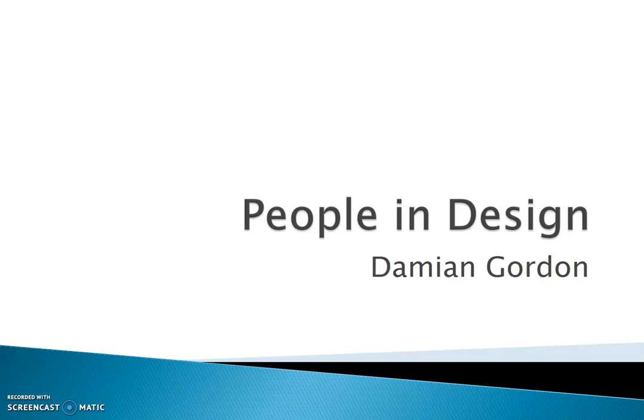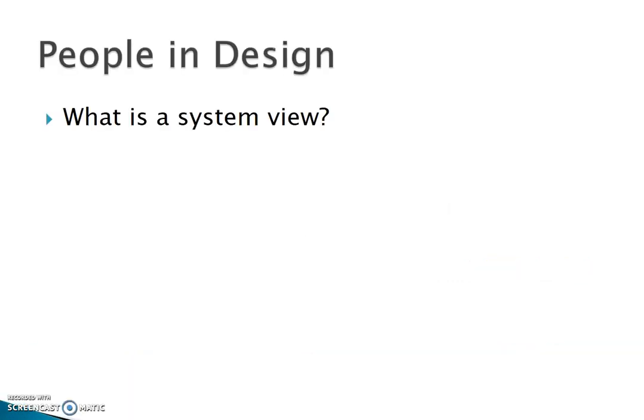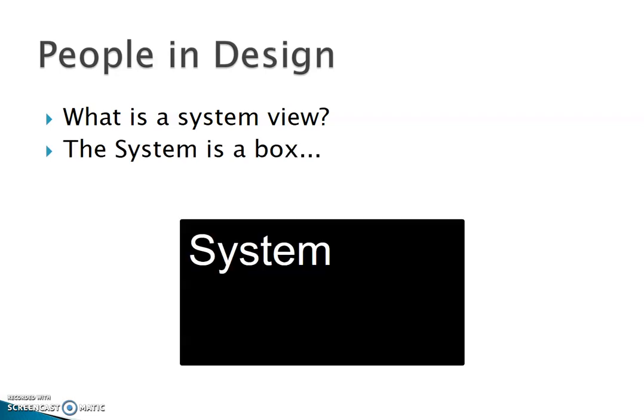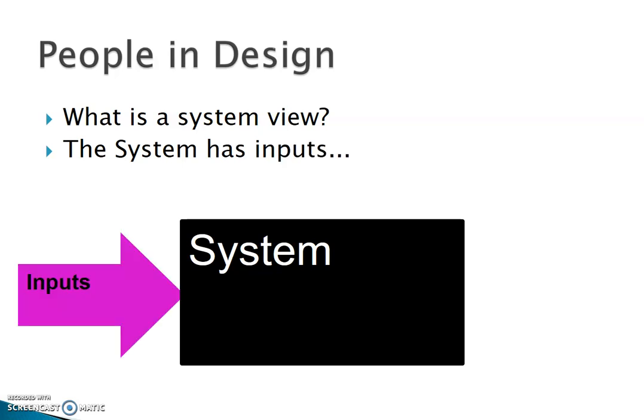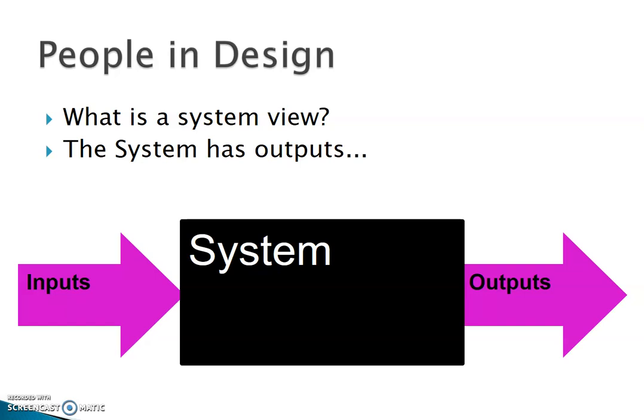In this episode I just want to think about people in design, and specifically a way of looking at people using the system model. So what do I mean when I say the system model? Well, a system view simply says, think about any system, a computer system, an information system, a human system, a service system as a black box for the moment. Start off by identifying what goes into a system and then identify what comes out of a system.